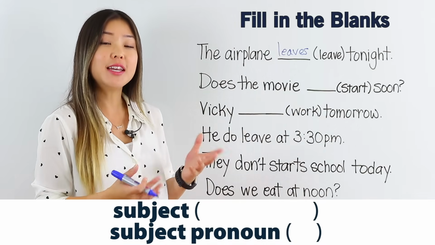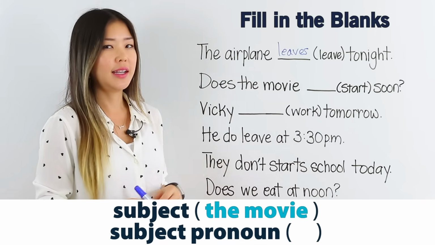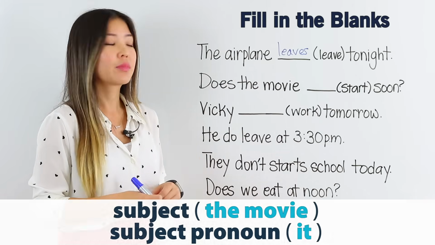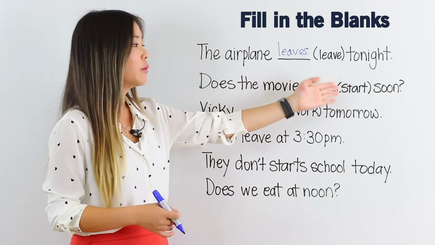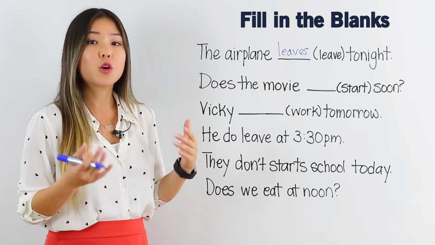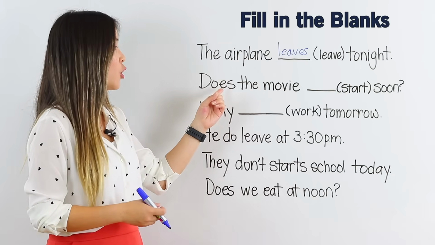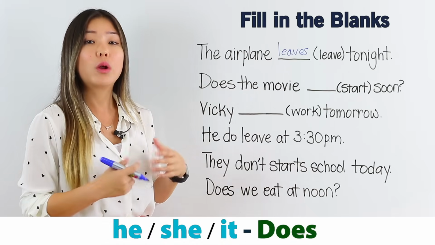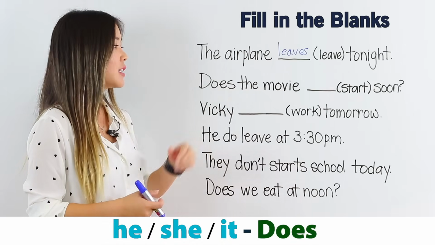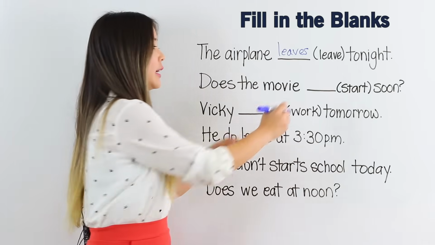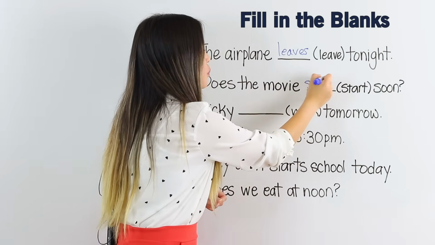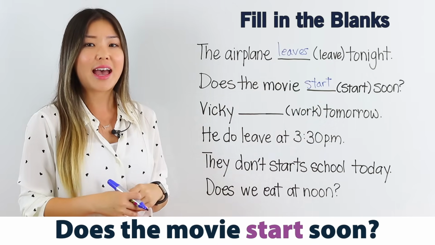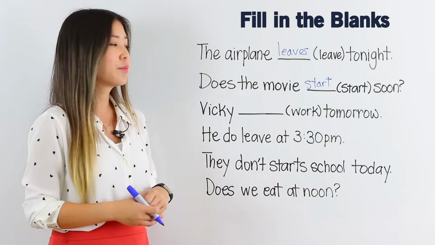What is the subject of this sentence? It's movie. And what subject pronoun do we use for movie? It's it. So it's like saying, does it start soon? Well, this is a question. So we already have the correct word in the front, does. For he, she, it, when we're asking a question, we use does. Now, all we have to do is use the same verb in its base form. So, does the movie start soon? We do not add an S or ES here.